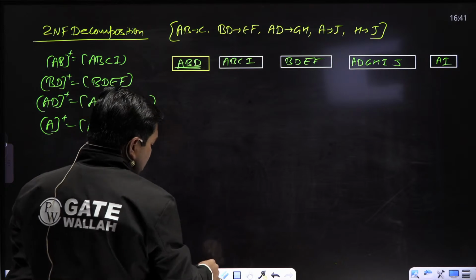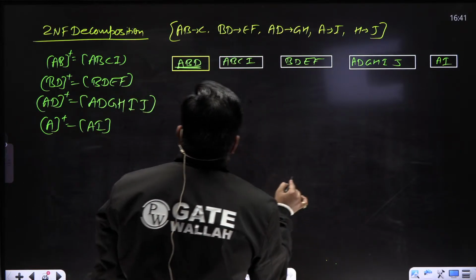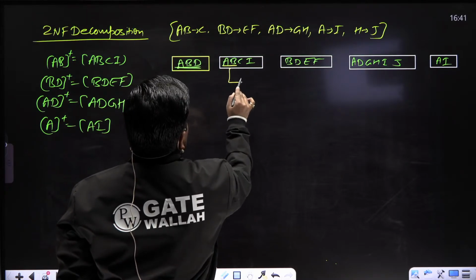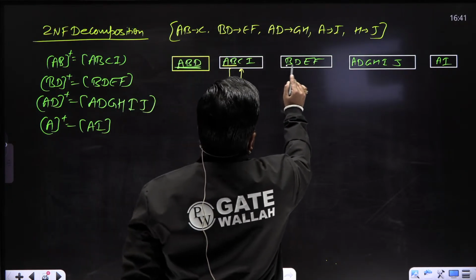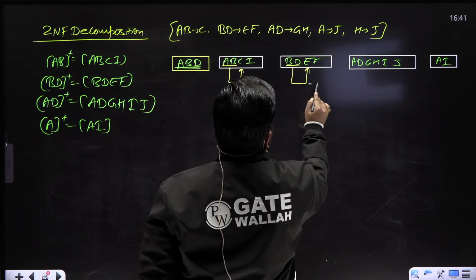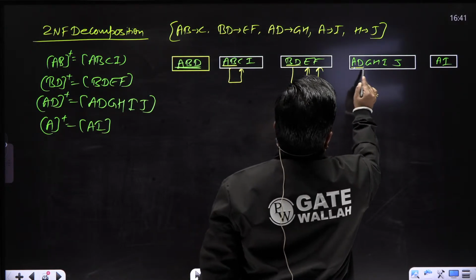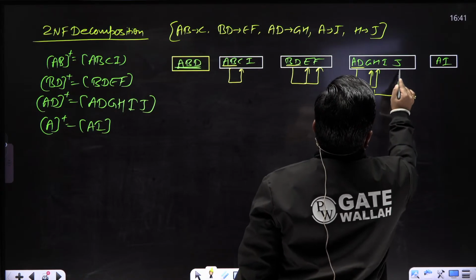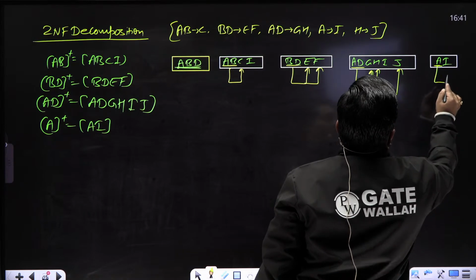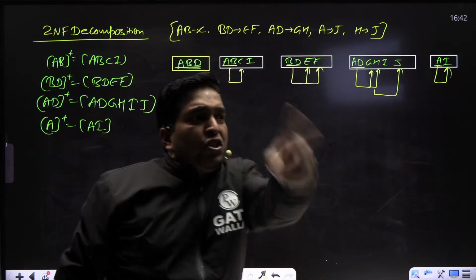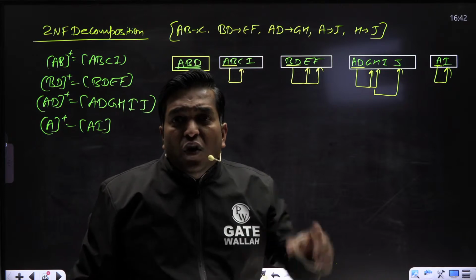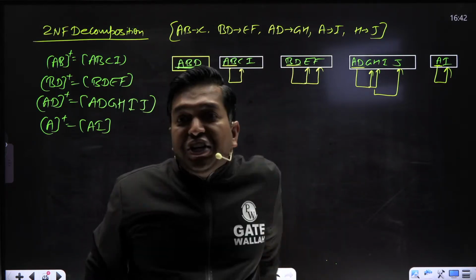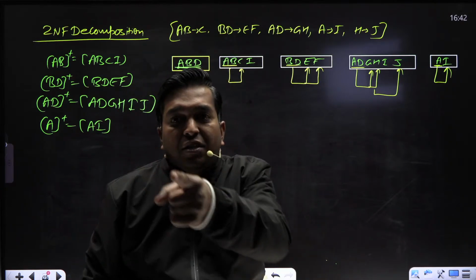First of all, this point is crystal clear. Now, right now my work is not complete. Please listen. Here AB tends to C. Here BD tends to EF. Here AD tends to GH. And H tends to J. And here A tends to I. And we have taken an oath that till 3NF, lossless join and dependency preservation must be guaranteed. On a stamp paper it will be guaranteed, my dear.